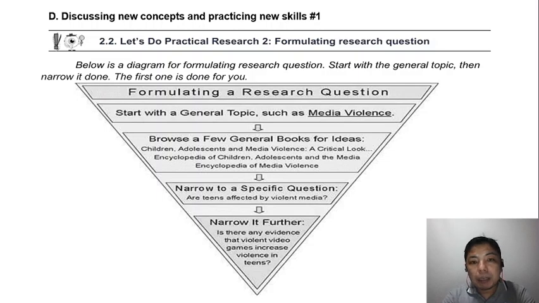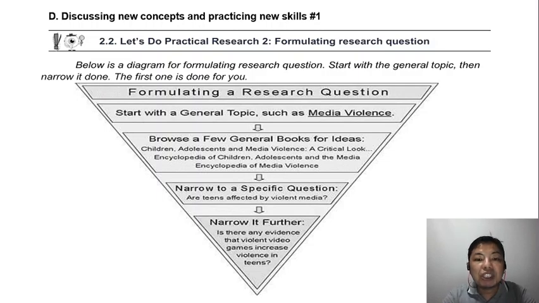The first step in narrowing it down is to browse a few general books, articles, or literature for ideas. So using the general topic, maghahanap kayo ng mga libro, ng mga magazines, ng mga literature, articles sa internet that is actually talking about media violence or the topic that you have chosen. And from there, you can pick again specific topics pertaining to your major topic. Now, the next step is again, you are going to narrow it down further.